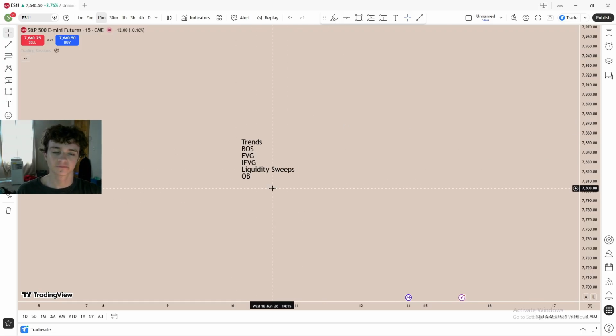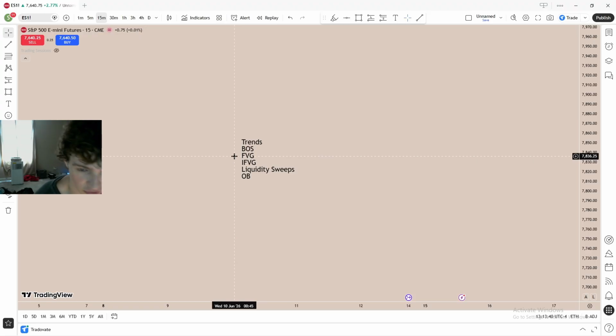First, let's do a little review. So we have trends, which we learned in the first video. Break of structure, we learned in the video right after. I tried to jam those two together, but the video was too long. We have fair value gaps and inverse fair value gaps, and liquidity sweeps, which these last two are really important.